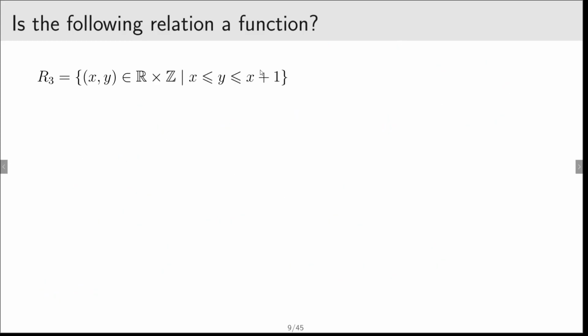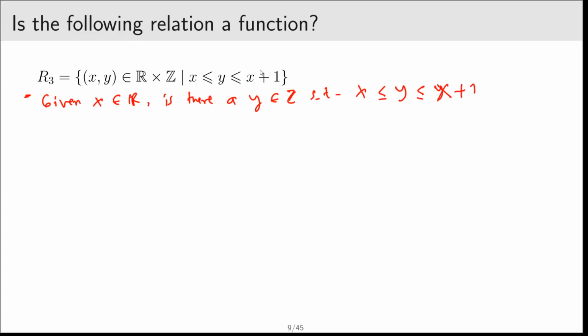Now how about R3? Well, this is rather difficult to draw, but essentially we want to find out, given a real number x, is there an integer y such that x is less than or equal to y less than or equal to x plus 1.